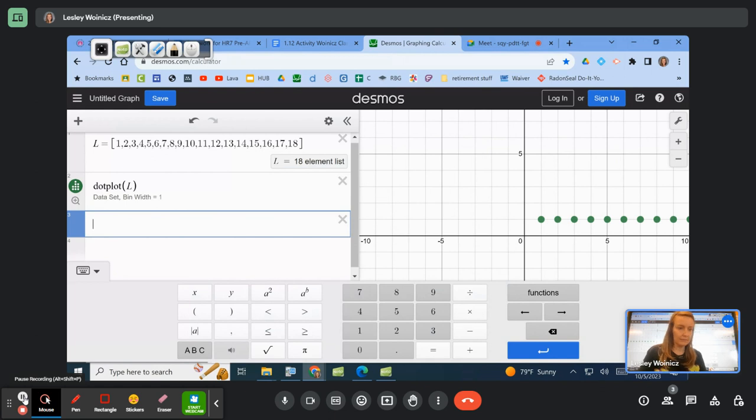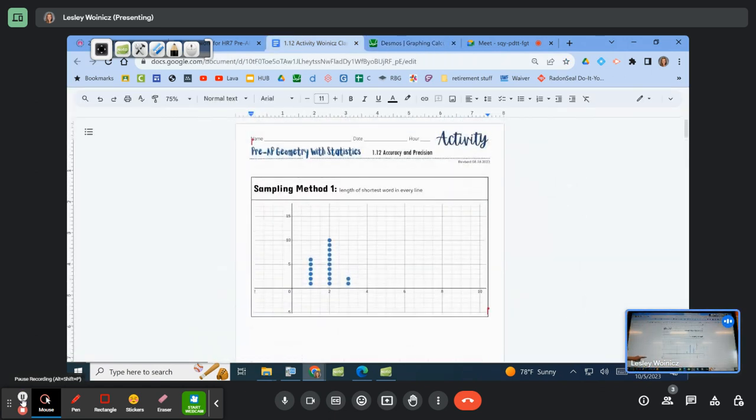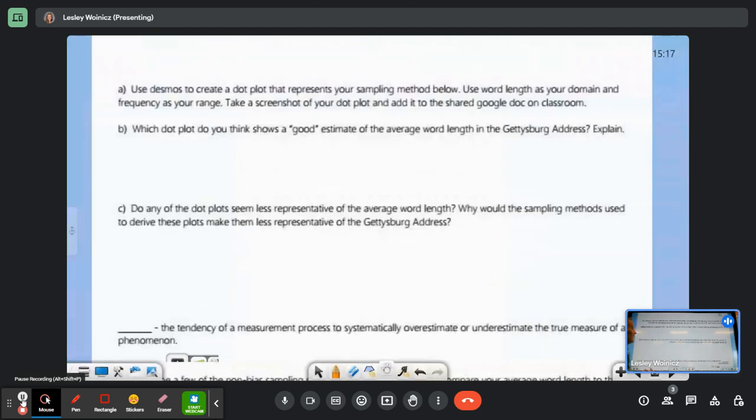Okay, that's it. So we're looking at right now this Google form where everyone put their sampling methods in. Is everybody looking at this with me? Yeah. Okay. So what you're doing right now is looking at all the dot plots and telling me if any of them seem less representative of the average word length. Okay? Less representative. So which ones do you think are bad estimates of the average word length?